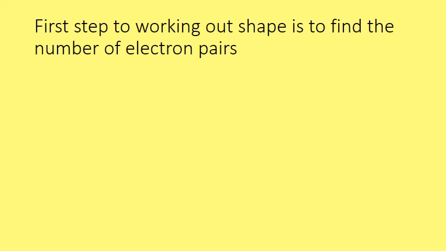The first step to working out the shape is to find the number of electron pairs. We have a 6-step process to memorize, and once we've memorized that, we just go through it, and that will help us draw the molecule. The first step is to find the central atom. Again using the methane molecule, whose formula is CH4, and the 2D displayed formula you could draw like this, the central atom is the carbon atom.